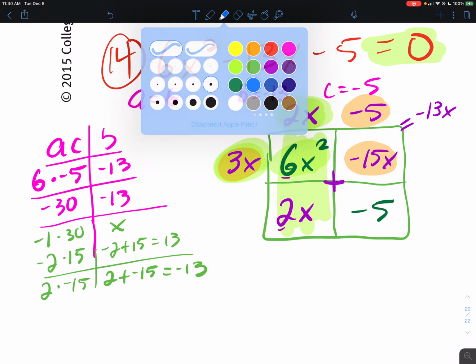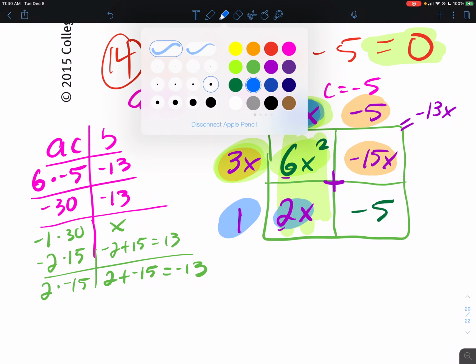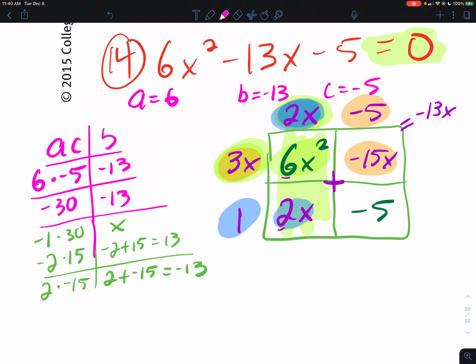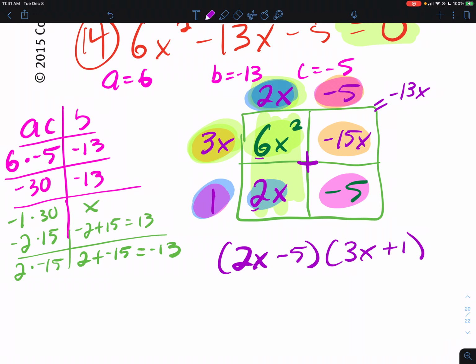And then for the last spot, what times 2x gives us 2x? Well, that has to be 1. And then we check the last. Negative 5 times 1 does indeed equal negative 5. So we've got 2x minus 5 times 3x plus 1 equals 0.